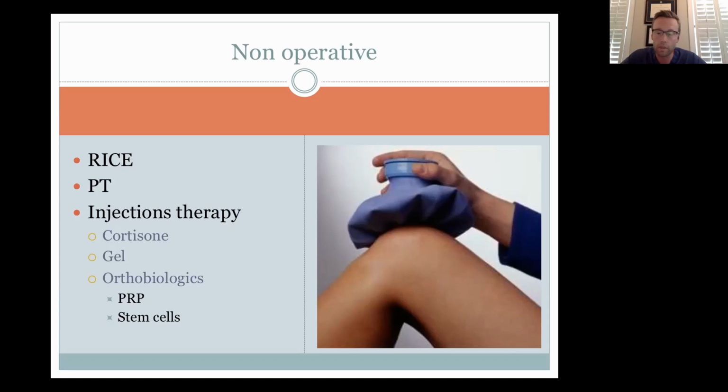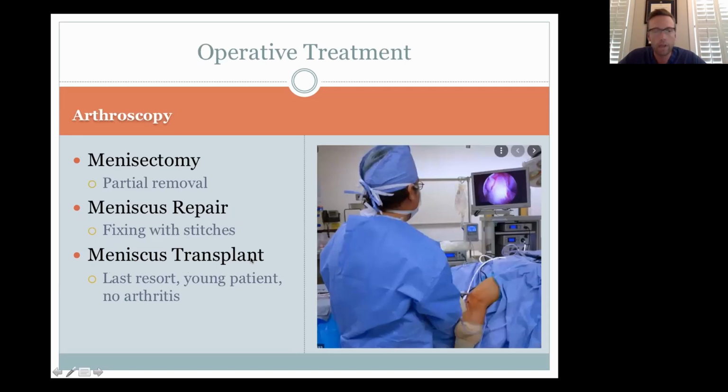So some of these things have been shown to be effective in the literature. But if none of that helps, then we talk about surgery. And so arthroscopy, like I said, is like the picture on the right, exactly what it looks like. We have a camera that we're looking at. We have a small, tiny incision where the camera goes in, and then another small, tiny incision where our tools go in.